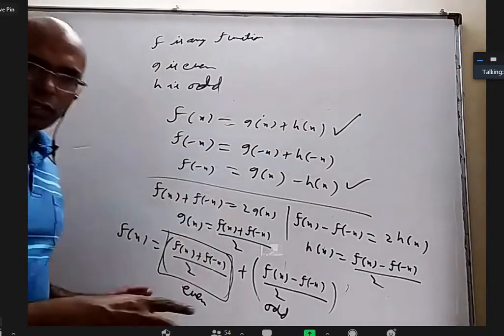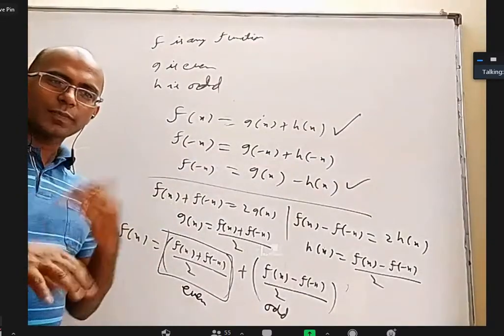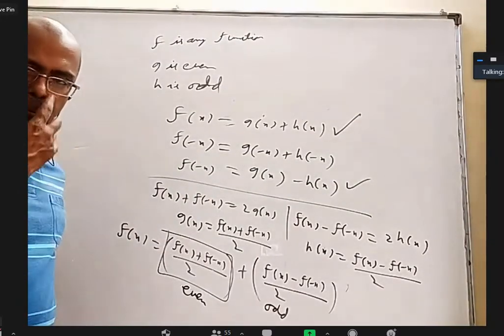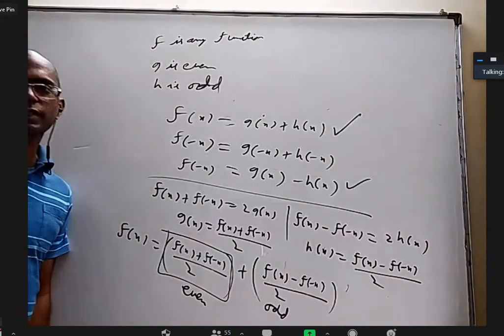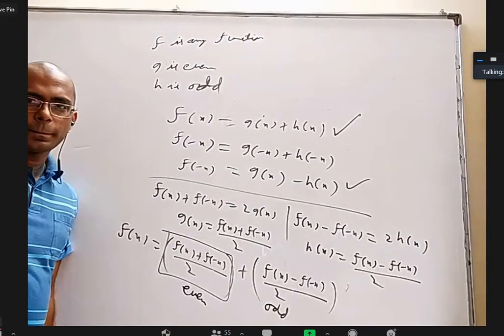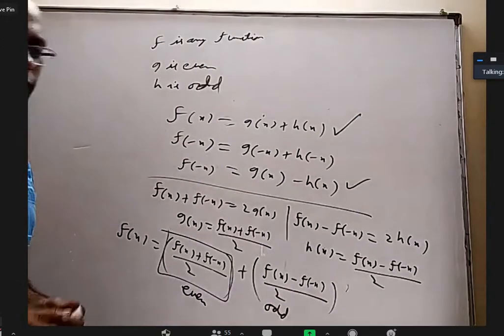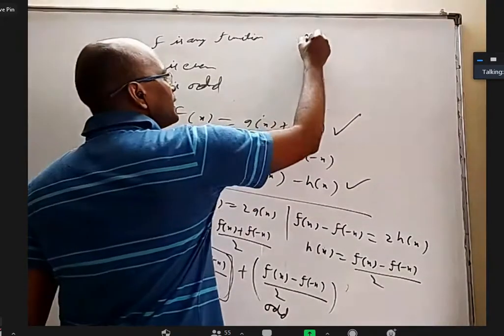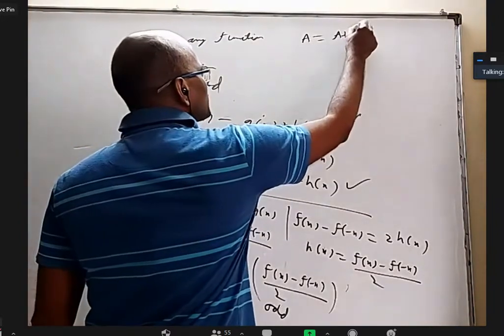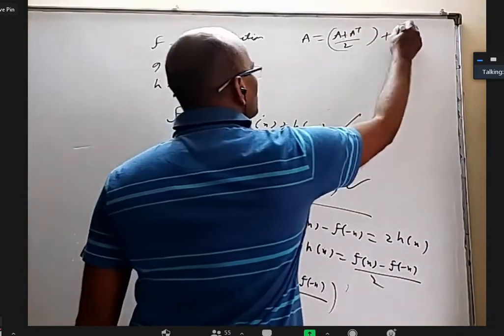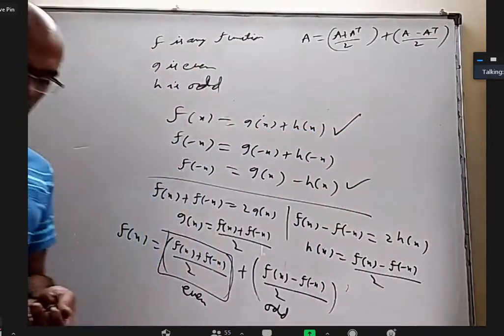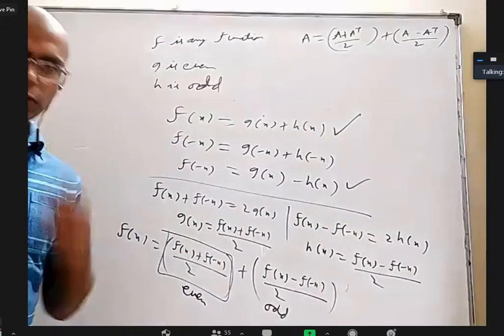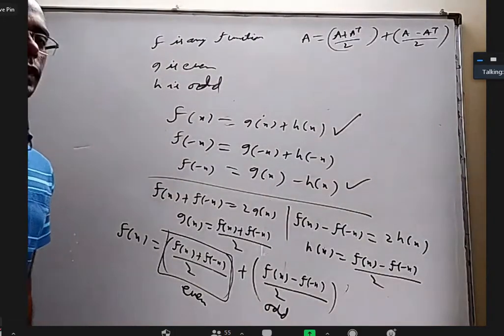When you are listening to all this, are you able to recollect something from the previous chapters? Anybody? Yes, sir. Matrices. Yes. In matrices, A can be written as A plus A transpose by 2 plus A minus A transpose by 2. Some of you are not there in the matrices chapter. Don't worry, we will reteach to you later.